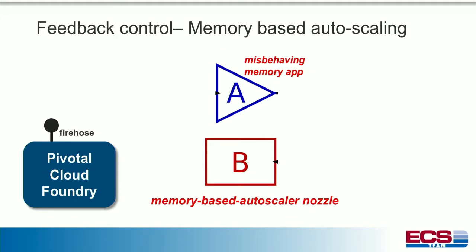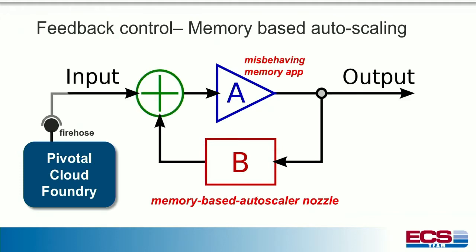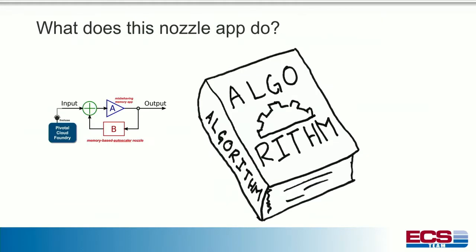All right, so this app is a memory-based autoscaler. It's a nozzle. It connects to a particular app, and then it receives that event, and then we have our feedback control loop now, where once the app runs out of memory, we're going to start to do some actions on top of that. Right, so the actions are kind of interesting.